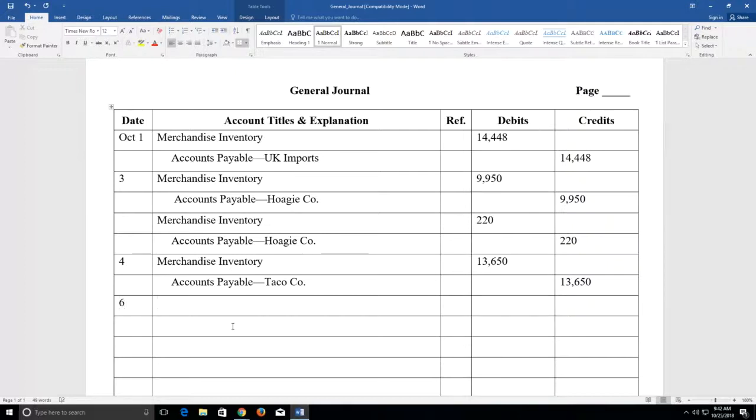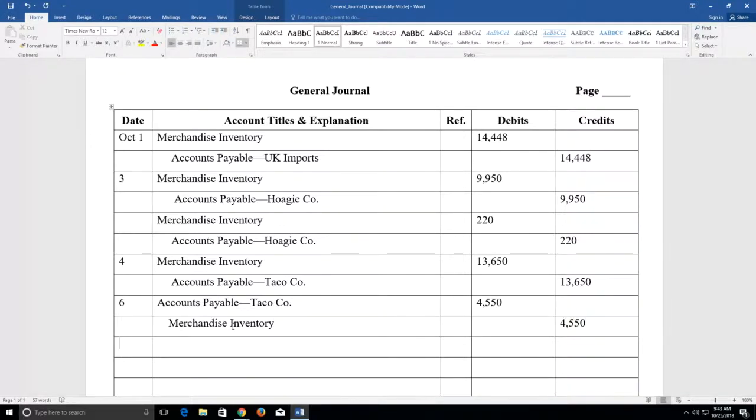And on the 6th, it says that we issued a debit memo to Taco Company for $45.50 of merchandise returned. So we returned part of the merchandise that we got from them. Maybe it was spoiled, maybe it wasn't the right merchandise. Whenever we return something, we reverse the transaction that we just did. So accounts payable is going to get debited, because we're taking this back out of what we owe them only for the amount that we returned, which was $4,550. And we're taking it out of our merchandise inventory with a credit to merchandise inventory for that same amount.